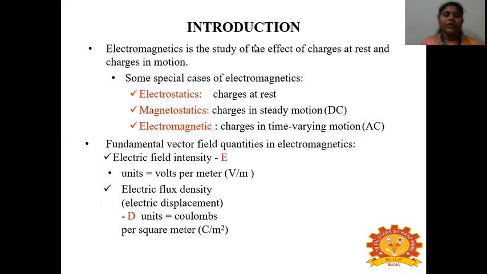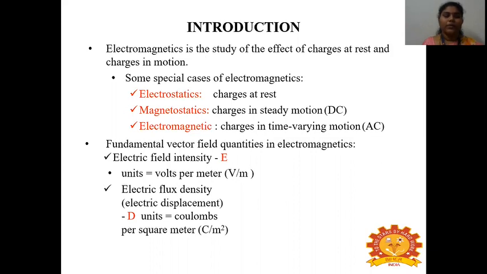Now we will see the introduction to electromagnetics. Electromagnetics is nothing but the study of the effect of charges at rest and charges in motion. Some special cases of electromagnetics are given here. There are three special cases.